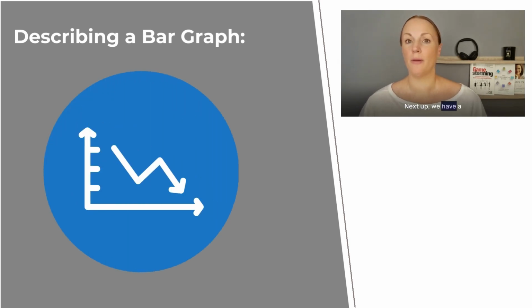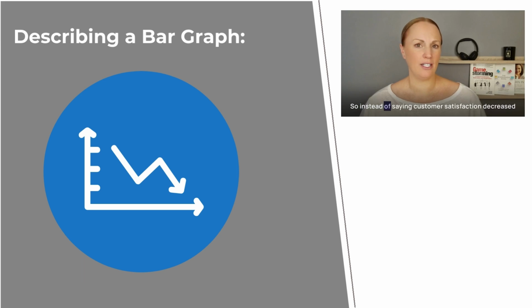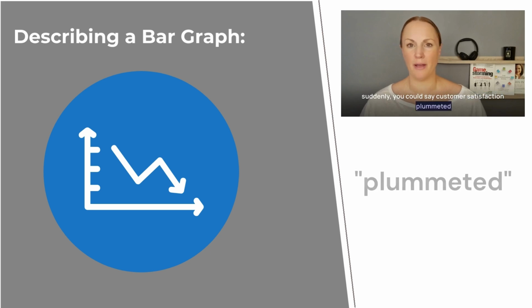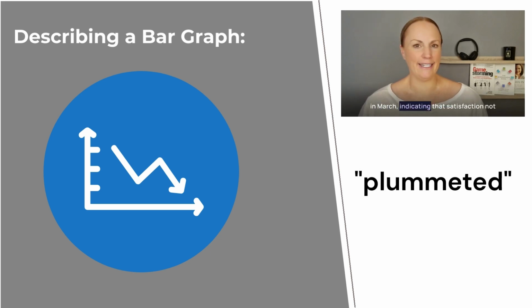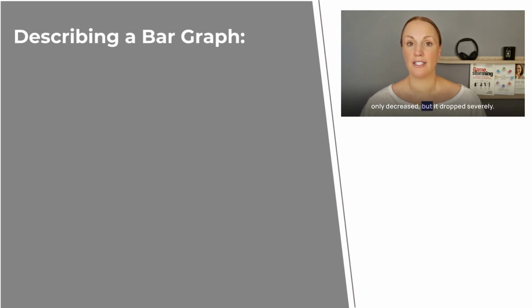Next up, we have a bar graph showing customer satisfaction. Notice that there is a sharp decline at the last month. So instead of saying customer satisfaction decreased suddenly, you could say customer satisfaction plummeted in March, indicating that satisfaction not only decreased, but it dropped severely.